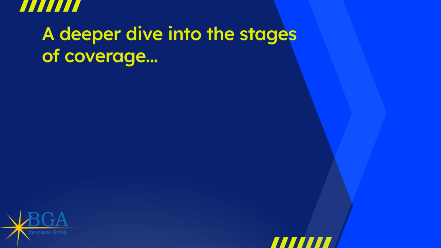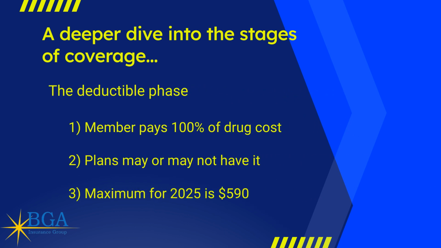Now, it's time to take a deeper look into the different stages of Part D coverage. Remember, since the coverage gap is being eliminated for 2025, we will not discuss it any further and focus only on the rules as they will now apply. The first stage of Part D drug plans is the deductible. During this stage, the member will pay 100% of their drug cost. Not all plans will have a deductible, and some may have one that is lower than the allowable amount set by CMS. For 2025, the maximum deductible will be $590.